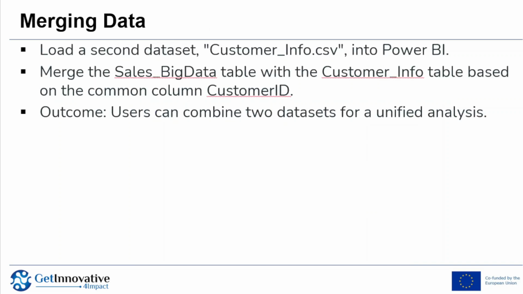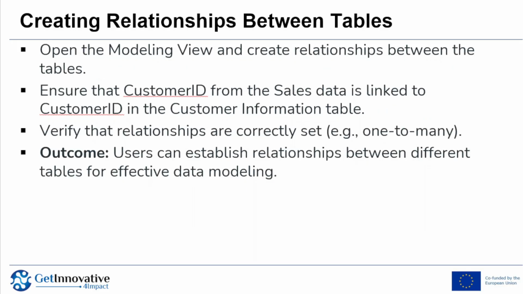If we want to merge the dataset, then we can load a second dataset in the CSV format. Then we merge the second CSV data with the current data set, and we will now combine the two data sets for a unified analysis. Now we are going to create the relationship between the tables. We move towards the modeling view and create the relationship between the tables. And now we are also going to verify whether the relationships are correct or not. As an outcome, we will find the relationship between different tables for effective data modeling.